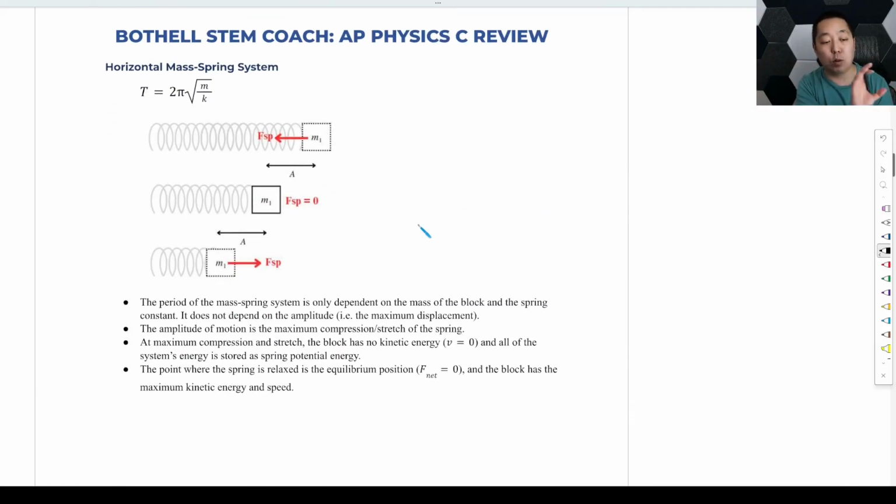That's where it's oscillating horizontally back and forth. The period is 2 pi root m over k, and the spring force acts as the restoring force. Again, there's going to be a conversion between spring potential energy and kinetic energy as we move back and forth in here. At maximum stretch, you have no kinetic energy, and at equilibrium, when the net force is 0, you have the maximum kinetic energy.